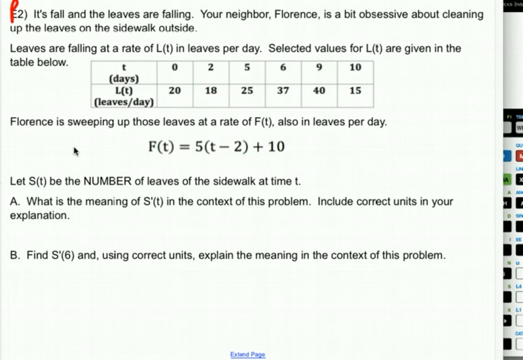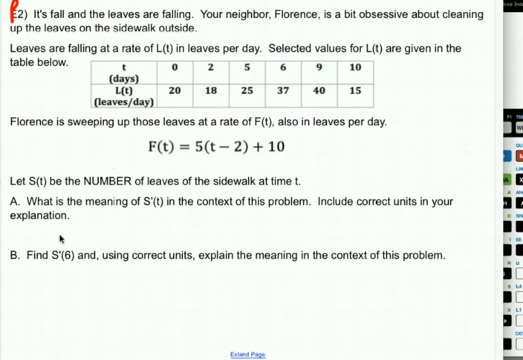Leaves are falling at a rate of L of t leaves per day. Select values for L of t are given in the table below. Florence is sweeping up those leaves, probably while muttering curse words, at a rate of F of t, also in leaves per day. Let S of t be the number of leaves on the sidewalk at time t. What is the meaning of S prime of t in the context of this problem? Include the units in your explanation.